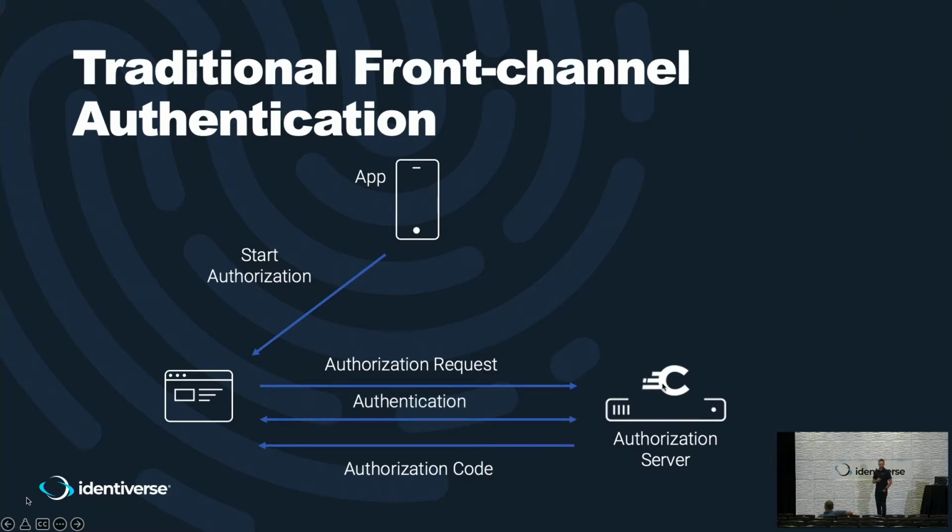There's authentication happening. There's an authorization request. There's authentication. The authorization code gets back to the application. That's where we are now, right? And then the application can redeem the code for a token. This is a traditional flow, and it's initiated by the user using the application.